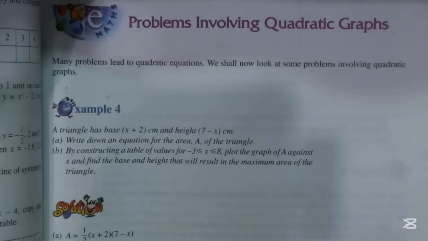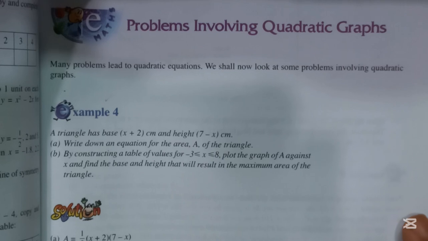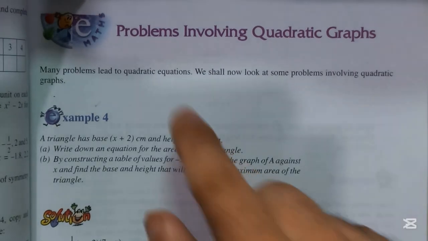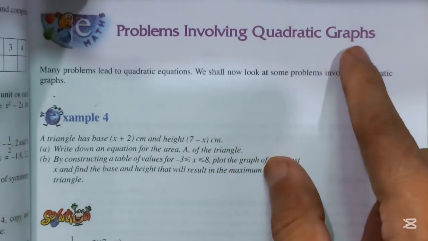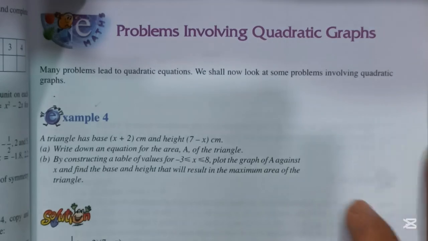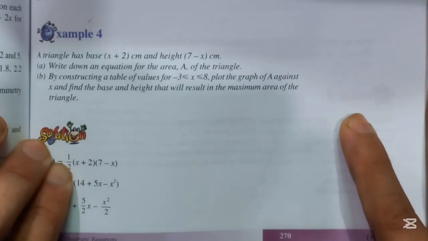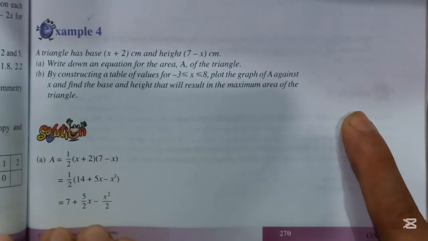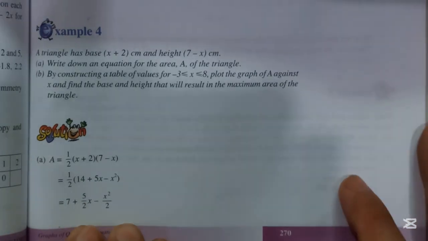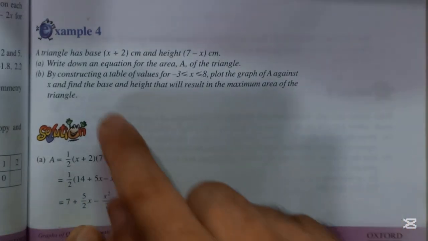The equation of the line of symmetry is x equal to 1. The next topic in the lecture is problems involving quadratic graphs. So concentrate yourself now. Here is a question. It has more concepts, so you have to concentrate.